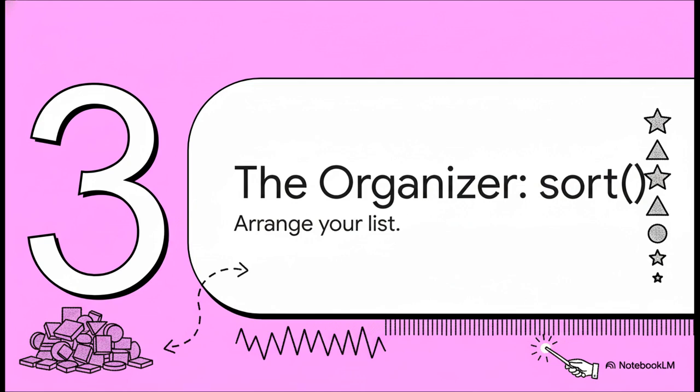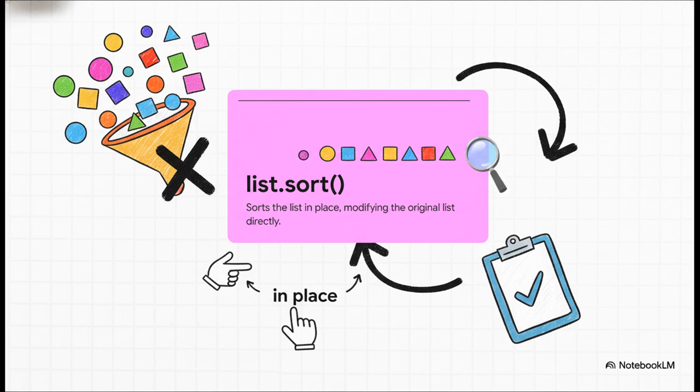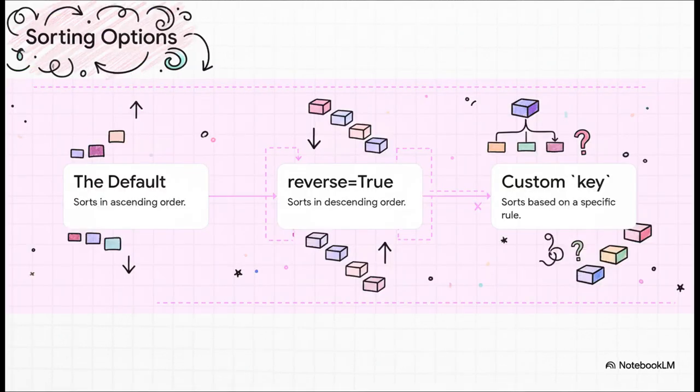All right, our final tool is the real powerhouse of this toolbox. Let's talk about the organizer. The list.sort method is all about bringing some beautiful order to your chaotic data. The most crucial detail you need to burn into your memory here is that phrase, in place. See, when you use sort, it doesn't create a new sorted copy. No, it modifies the original list directly. This is really efficient, but you've got to be careful, because that means your list's original order is gone for good. And sort is incredibly flexible.